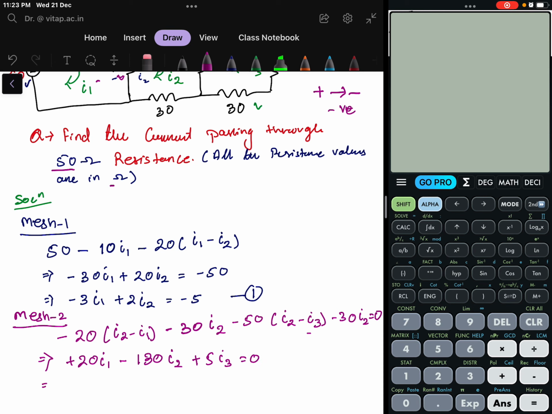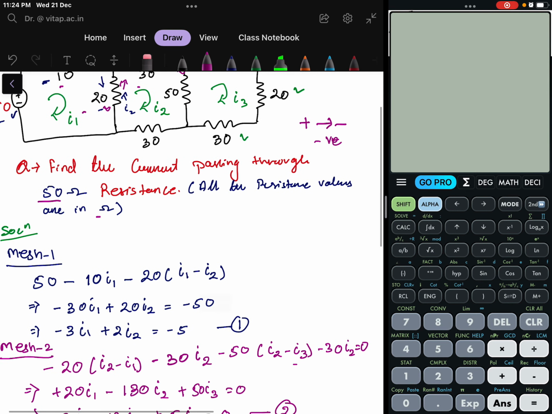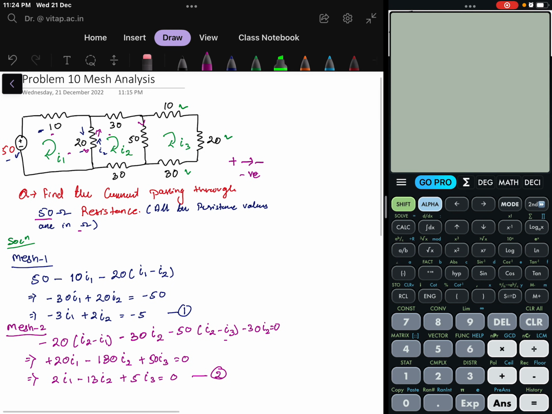If I take 10 common here, it will be 2 I1 minus 13 I2 plus 5 I3 is equal to 0. So that is my equation number 2. Again we will consider the last equation. So let me write the last equation here.